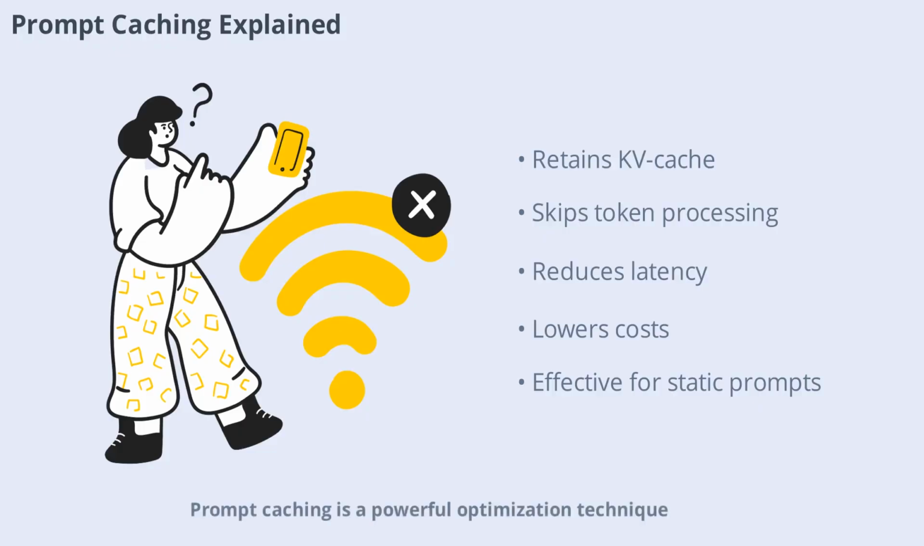Prompt caching is a powerful optimization technique. It retains the KV cache of long static prefix blocks, such as massive system prompts or fixed context documents, in GPU memory. When subsequent API calls use the same prefix, the system skips processing those tokens, significantly reducing latency and lowering costs, sometimes by up to 50%. This method is especially effective for applications with repetitive or static prompts.